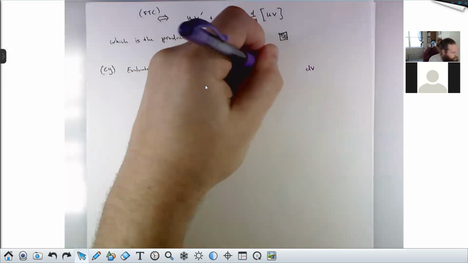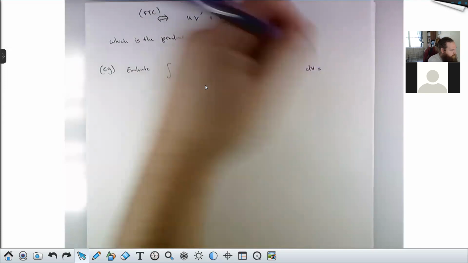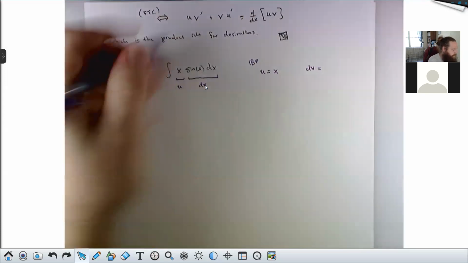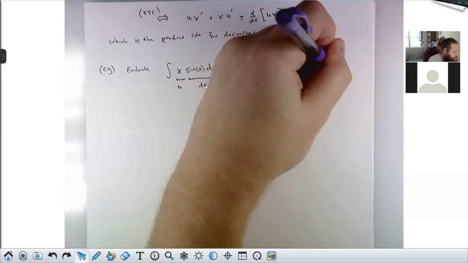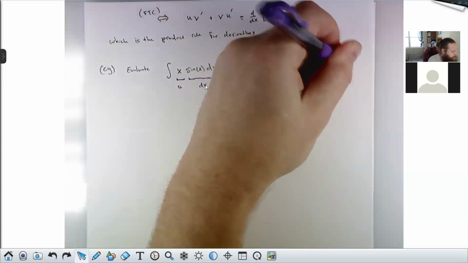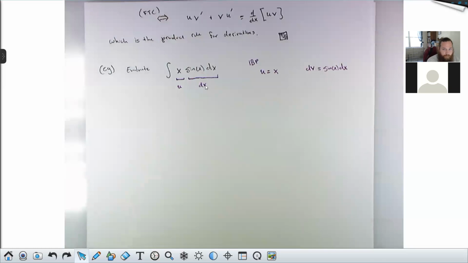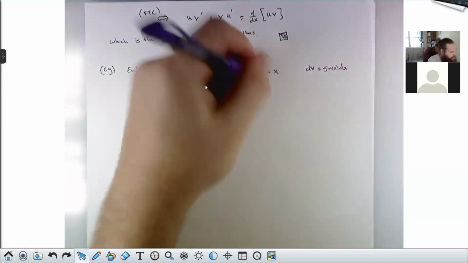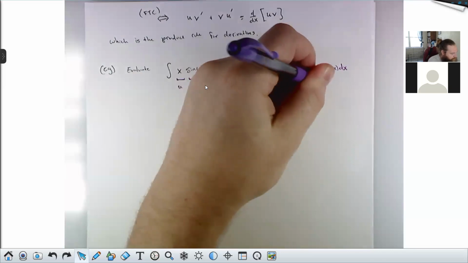So we chose u and dv. I chose to make u the x part and everything else, sine x dx, to be dv. From these, we need to calculate two things. I need to calculate du, and I need to calculate v.